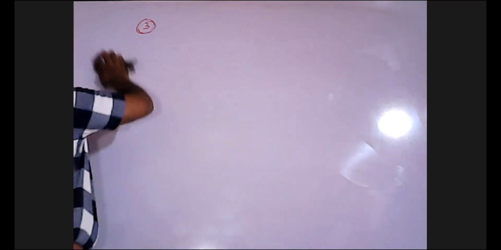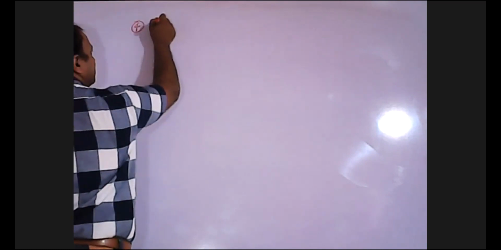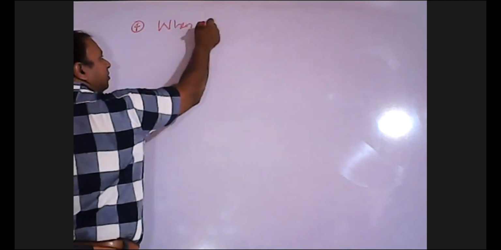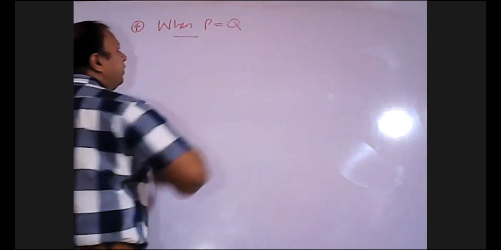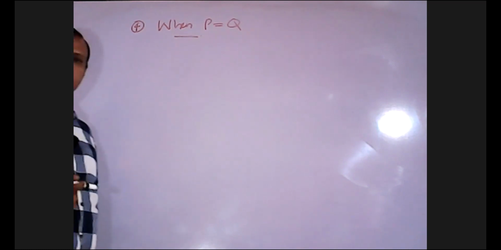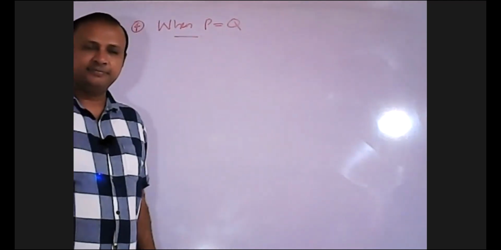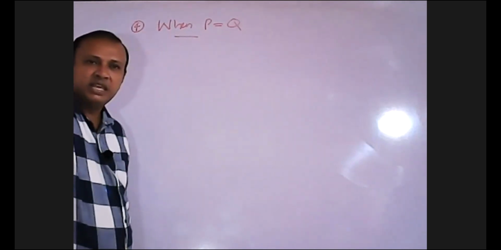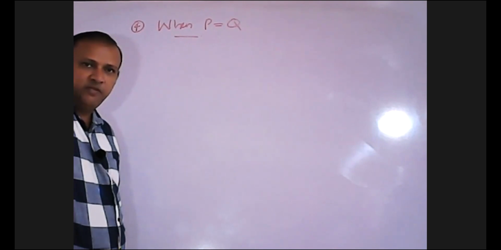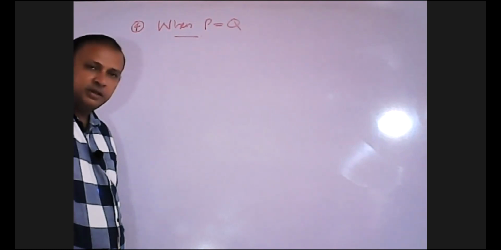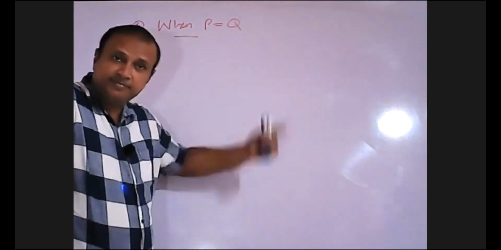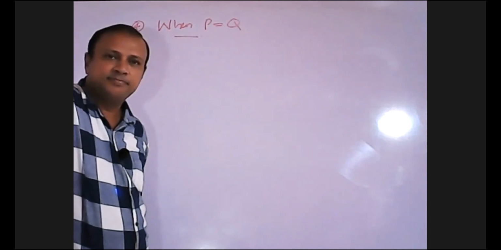The fourth application, the fourth one, is a special case, when P equal Q. Tell me, when P equal Q, what would be our parallelogram? What type of parallelogram? If P equal Q, you will have what type of parallelogram? Tell me.